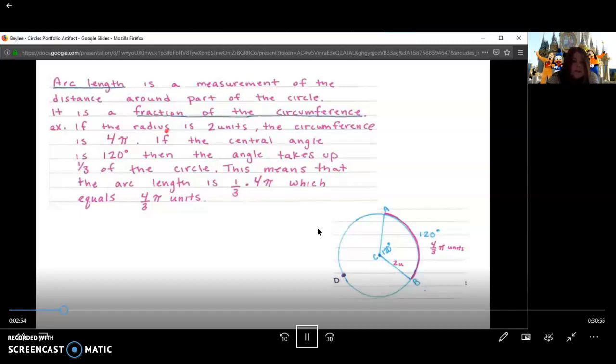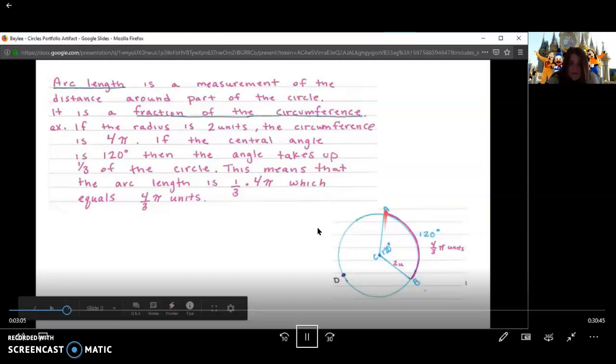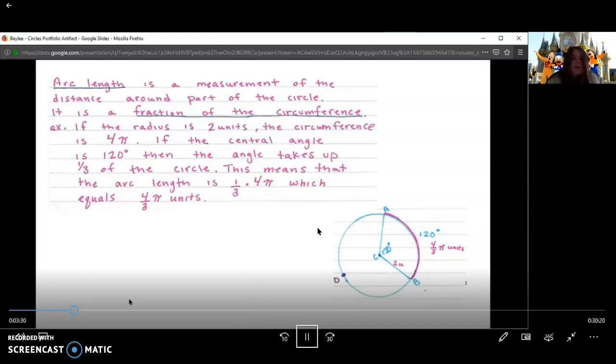And what this says is that if the radius is 2 units, the circumference would be 4 pi. So this would be the radius right there or here. And the given information is that it equals 2 units. So we know from that the circumference is 4 pi. And the central angle is 120, and we can use that information, and we can tell that it takes up 1/3 of this entire circle. So the length is 1/3 times 4 pi, which equals 4 over 3 pi units.